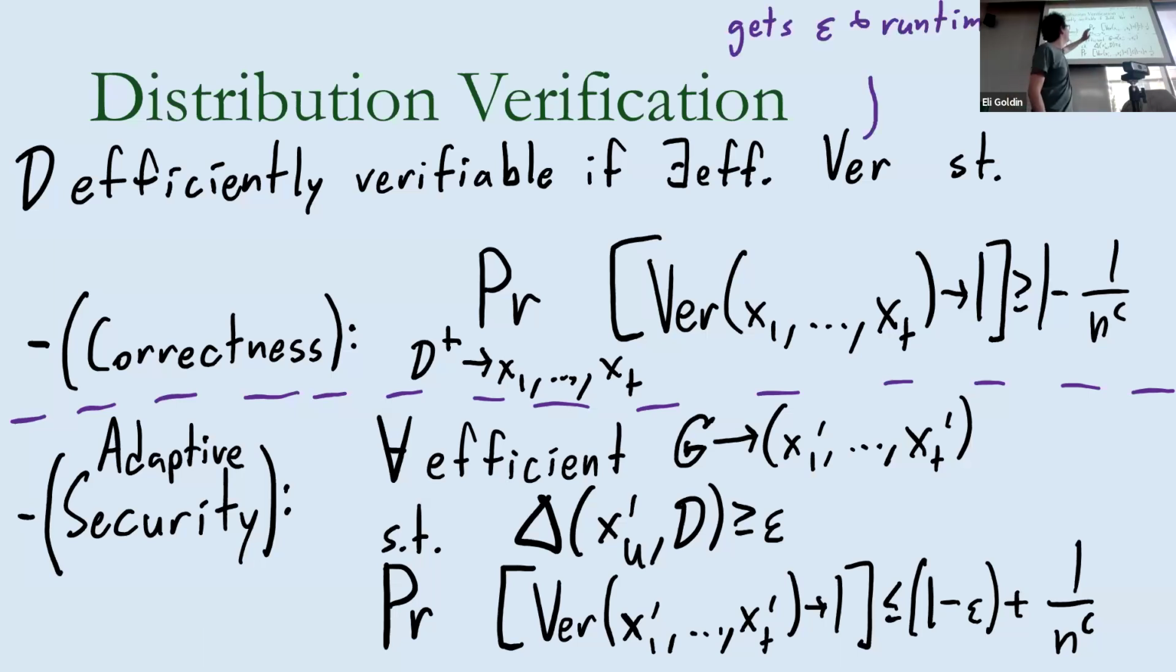So I want to say one thing, which is that the verifier here is going to get some information bounding the ability of G. In particular, we're going to allow the verifier to depend on both epsilon and the runtime of G. So the verifier will only work against distributions that run in time less than some particular bound.